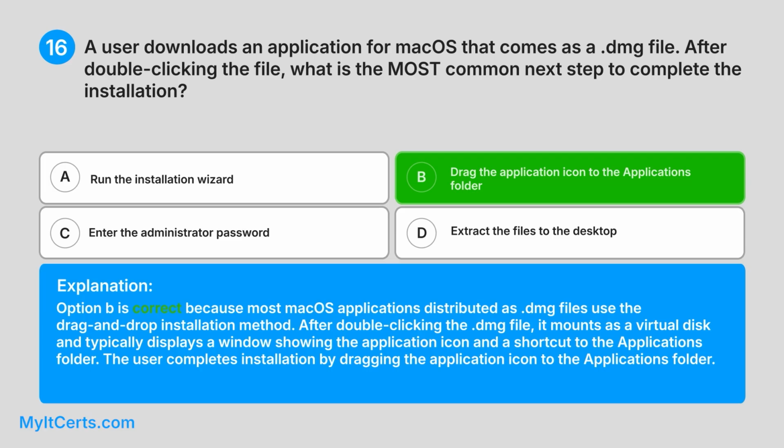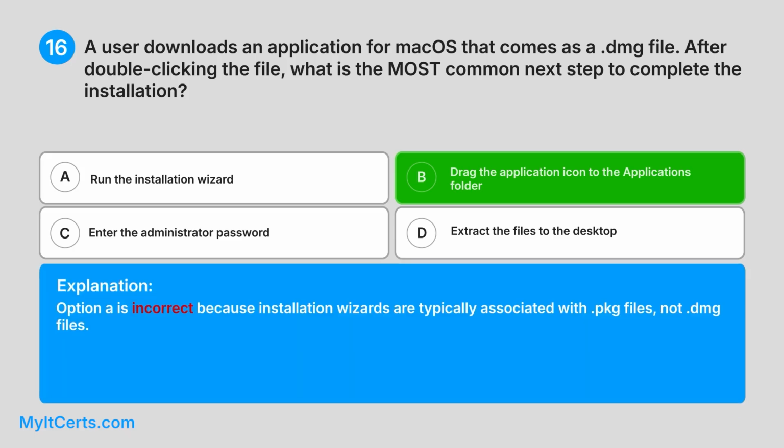After double-clicking the .dmg file, it mounts as a virtual disk and typically displays a window showing the application icon and a shortcut to the Applications folder. The user completes installation by dragging the application icon to the Applications folder.